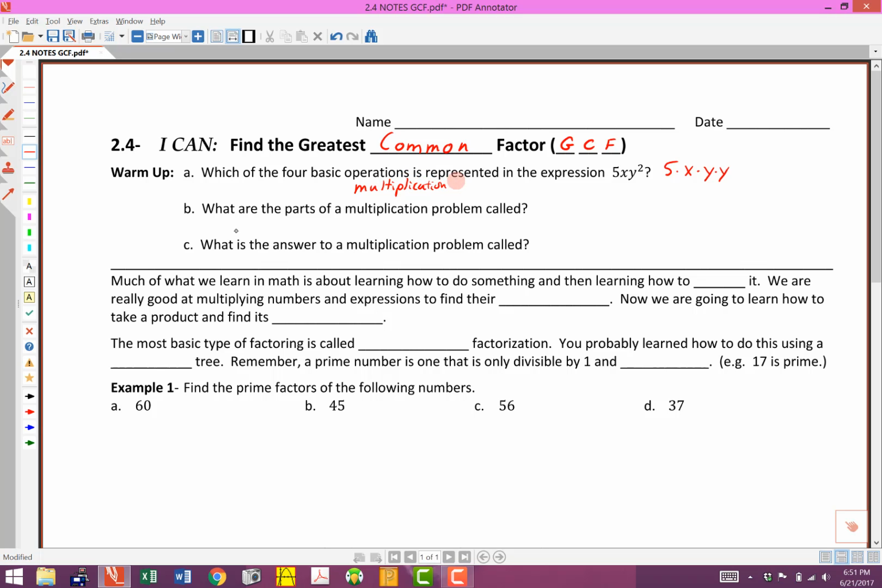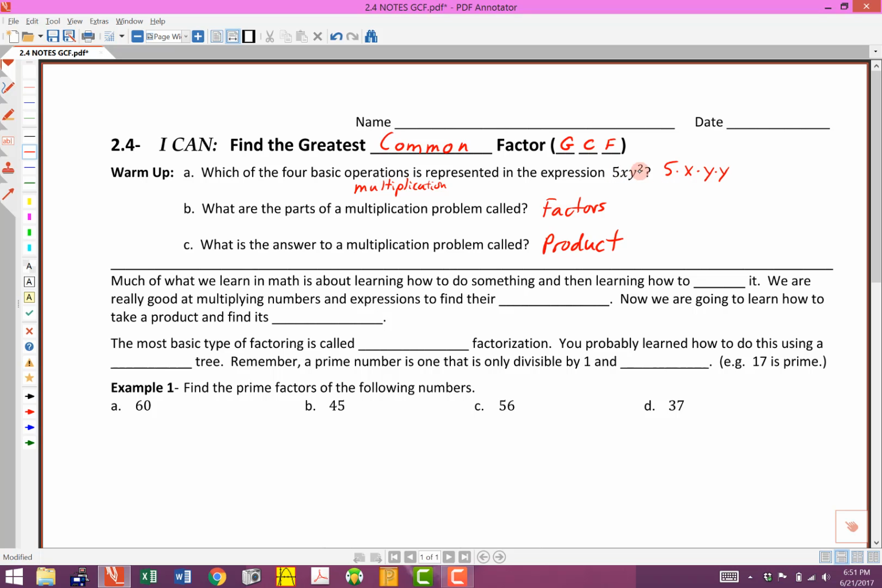And then I want you to take a look down here. We're talking about multiplication problems, but we want to be aware of the vocabulary that we use with these. That's really important to know the vocabulary. So what are the parts of a multiplication problem called, and what is the answer to a multiplication problem called? So again, hopefully you've heard of these before. The parts of a multiplication problem are called the factors. And the answer to a multiplication problem, or we might refer to the multiplication problem itself, we call that the product. Okay, so we've got factors that make up the product.